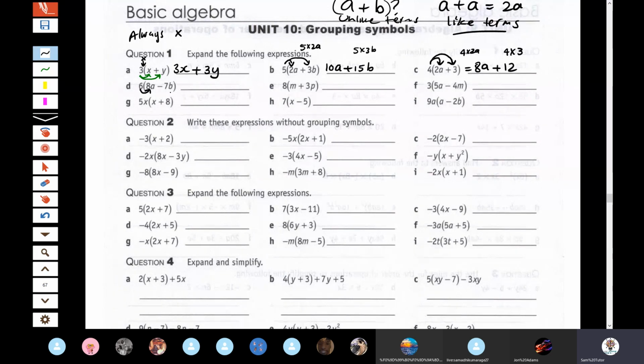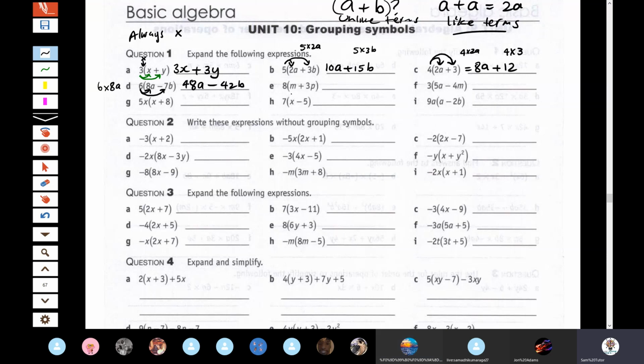So let's just do this one real quick. Adele, what's 6 times 8a? What's 6 times 8? 48. And then a. Minus 6 times 7b equals 42b. Yeah, you got it. Boom. And that's it. You just keep repeating that.